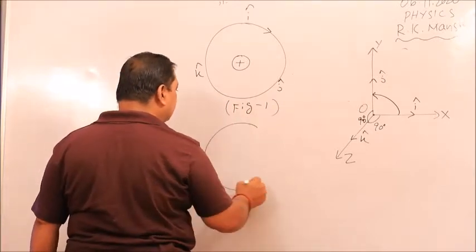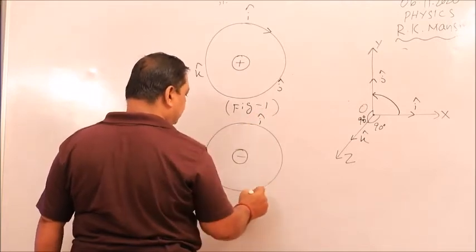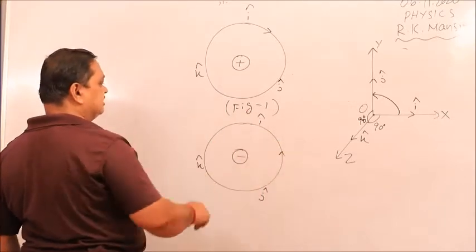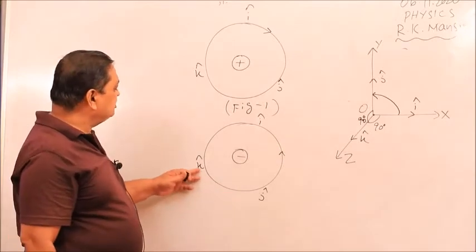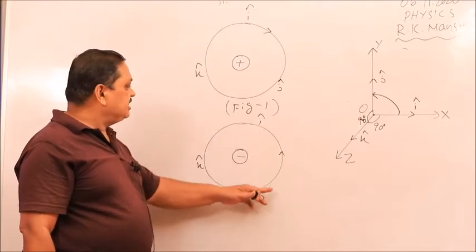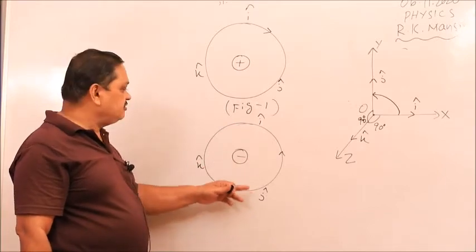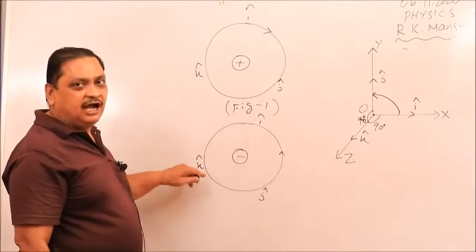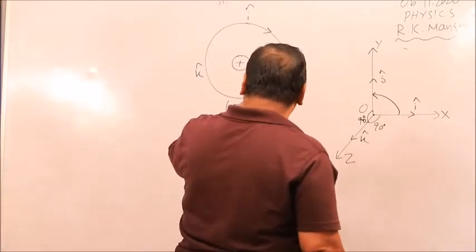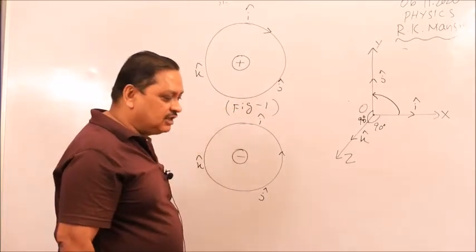If you move in anti-clockwise direction, i cap, j cap, k cap, this is anti-clockwise direction. That means you start from any point. Suppose you start from k cap cross j cap, you will get minus i cap, j cap cross i cap, you will get minus k cap, i cap cross k cap, you will get minus j cap. You cannot move in clockwise direction, you have to move in anti-clockwise direction. So you have to remember this cyclic formula, then you can find out the value of the cross product between any two orthogonal unit vectors.